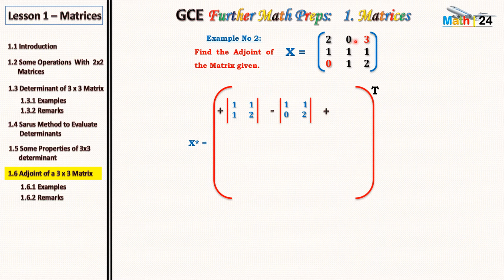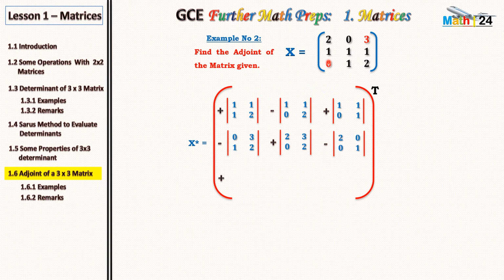The next is positive. You cover that row and column, we are left with 1, 1, 0, 1. The next is negative. You cover the row and column, we are left with 0, 3, 1, 2. The next is positive. You cover the row and column, we are left with 2, 3, 0, 2. The next cofactor is negative. We are left with 2, 0, 0, 1.